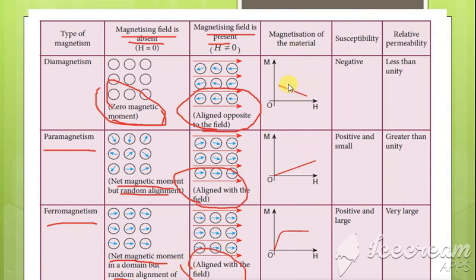Next is magnetization versus H. It has a graph like this, but here it is moving like this. Here it is moving over this way. Okay. Next is susceptibility. When you see, it is negative, positive and small. Here positive and large. Then the last one, relative permeability. Here it is less than unity, this is greater than unity, and this is very large.